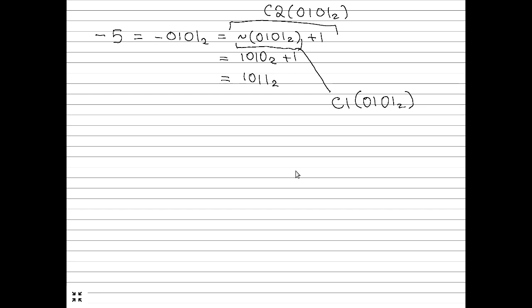It's an AKA kind of thing. So bitwise not is also known as 1's complement. And then 1's complement plus 1 is also known as 2's complement. That's just how the terms go. I mean, that's how they're defined.